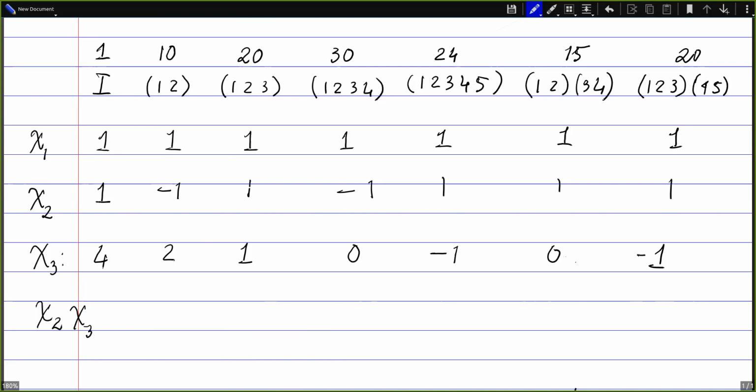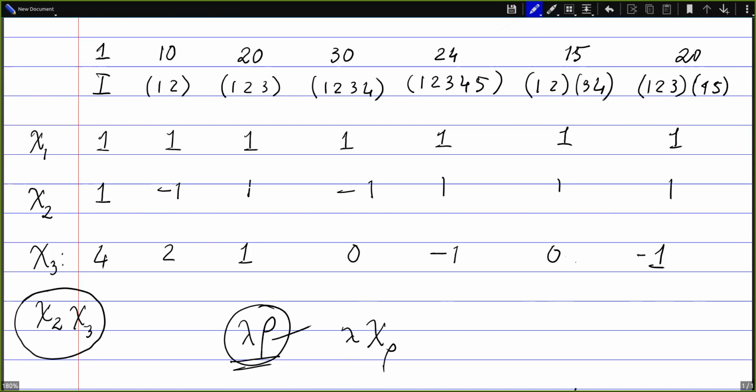So we have already seen that for any one-dimensional character lambda and a representation rho, this is also going to be a representation of the same dimension, and this is irreducible provided rho is irreducible, and its character is just lambda times the character of rho. This is what we have seen earlier. So therefore this is an irreducible character that we get for this S5.